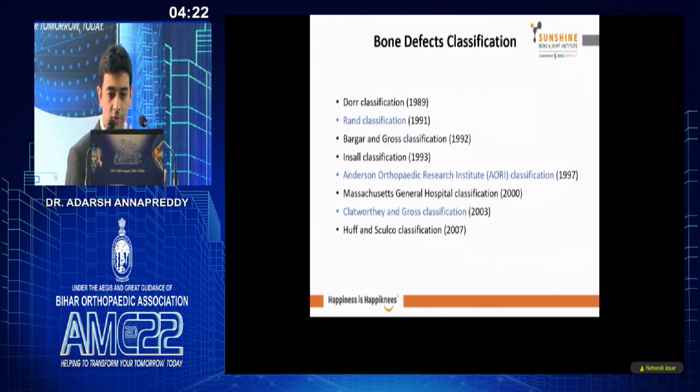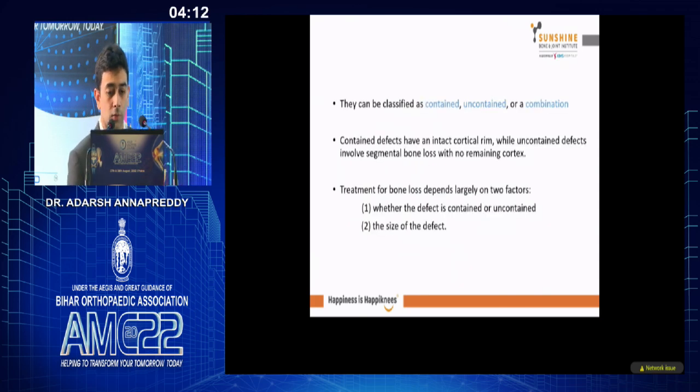There are many classifications. Let's not go into too much depth. But the ones we usually use are Rand's classification, the AORI classification, the Engh classification, and the Clatworthy and Gross classification. So the Gross classification basically classifies it into contained or uncontained, or a combination of the two. Contained defects have an intact cortical rim, like we saw in the previous picture, while uncontained defects involve a segmental bone loss without any remaining cortex. The treatment for bone loss depends largely on these two factors, whether it's contained or not, and the size of the defect as well.